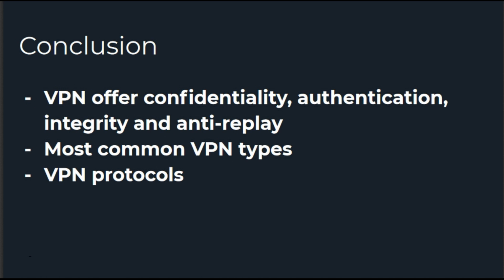of VPNs. A VPN can be used as an alternative to a private WAN connection and offers a secure connection over an insecure medium such as the internet. VPN offers features such as confidentiality, authentication, integrity, and anti-replay. The most common VPN types are site-to-site VPNs and client-to-site VPNs. Some common VPN protocols are IPsec, PPTP, L2TP, and SSL VPN. IPsec is a framework to provide security on layer 3.